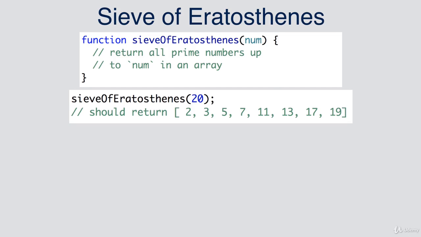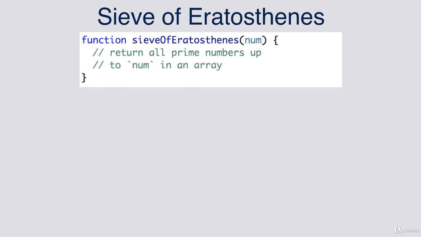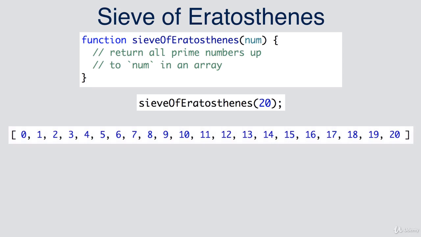The way that the Sieve of Eratosthenes works is we start with a list of numbers from 0 to n. Let's take 20 as an example. In this case, we would start with an array of numbers from 0 to 20, like this. And initially, we are going to mark them all as prime to begin with.